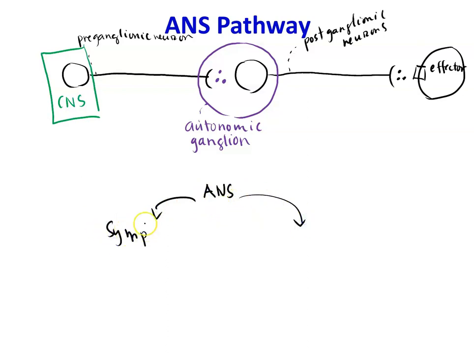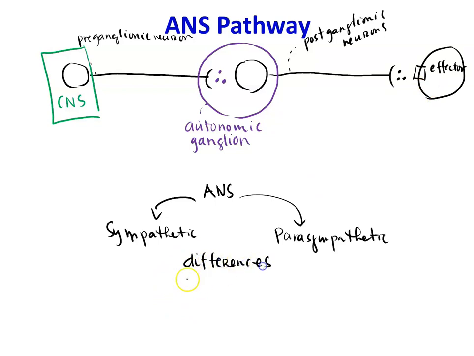Now, remember, the autonomic nervous system has two branches. Sympathetic, and then this is going to be parasympathetic. Okay? Sympathetic branch, parasympathetic branch of the autonomic nervous system. Now, the wiring is exactly the same, except for the following differences. So I'm going to just make a list of differences. And here are the differences.